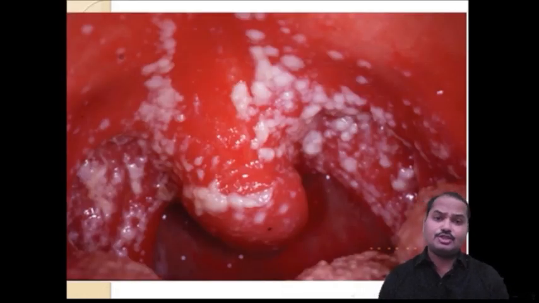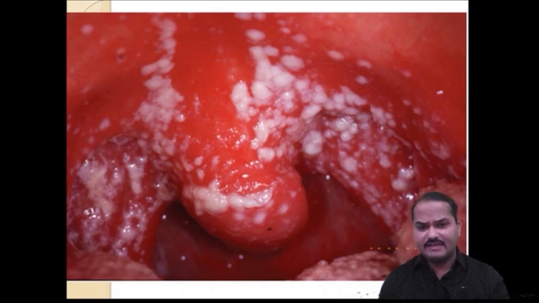Now another picture is showing a typical thrush in the oral cavity in the posterior part of the oropharynx, which involves the soft palate, a part of the hard palate, even the pharyngeal mucosa. Usually such a picture with an intense erythematous mucosa will be seen in patients who are immunocompromised.